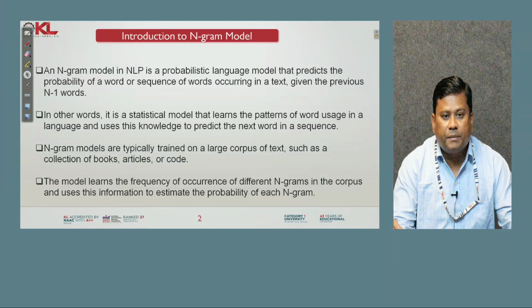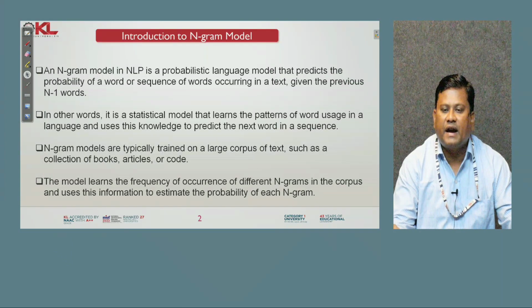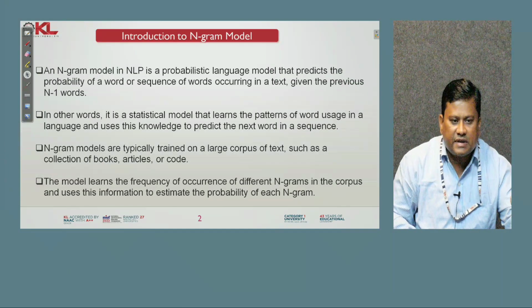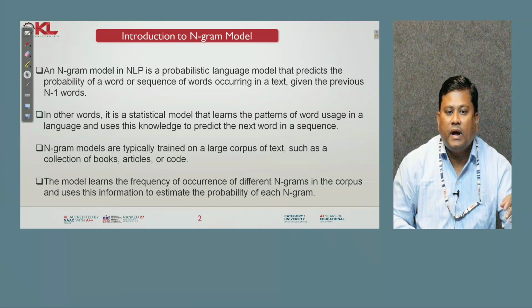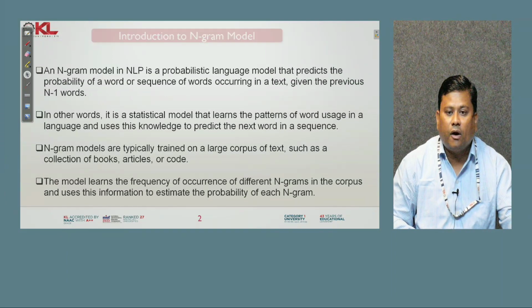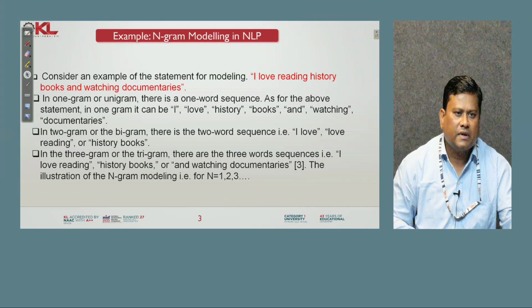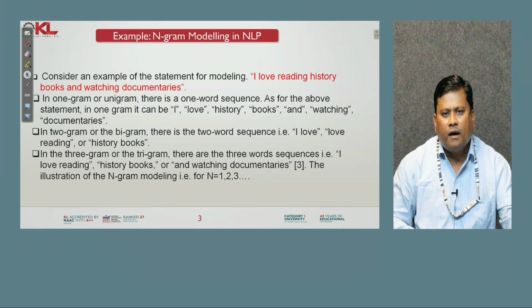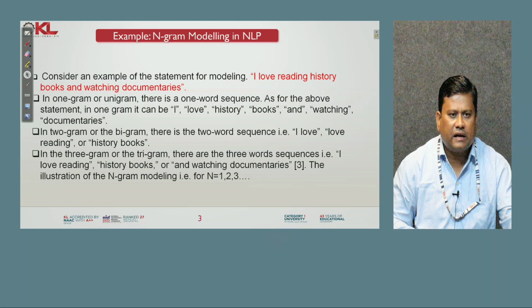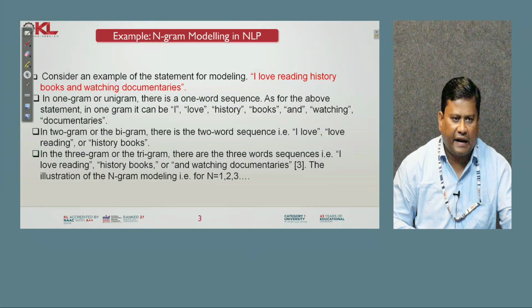N-gram models are typically trained on a large corpus of text, such as a collection of books, articles or codes. The model learns the frequency of occurrences of different n-grams in the corpus and uses this information to estimate the probability of each n-gram. So we'll go for one example of the modeling of an n-gram model. Consider an example statement: I love reading history books and watching documentaries.